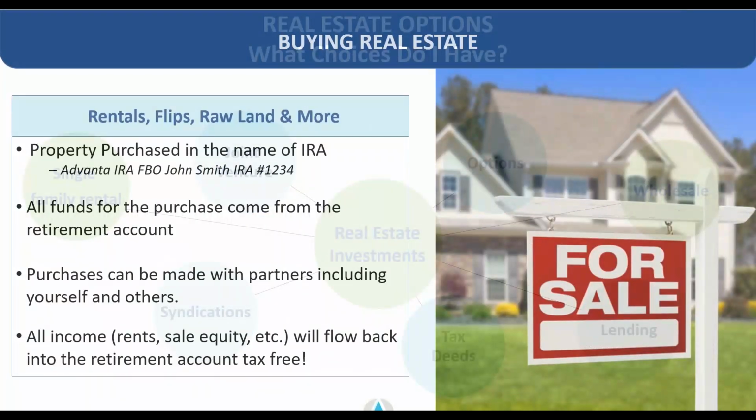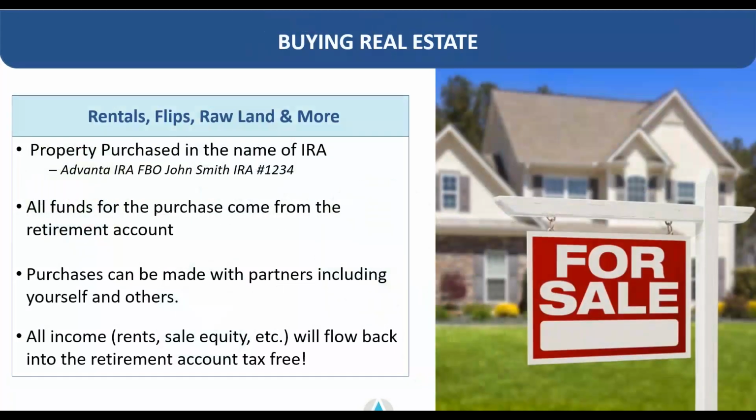So with buying real estate, this is actually taking deed of title on a piece of real estate in your retirement account. The property is purchased in the name of the retirement account. All of the documents flow through the retirement account administrator. So you have to approve everything, but it's all executed from Advanta IRA on behalf of that retirement account. And all of the income and expenses flow straight through your retirement account. And that's either tax deferred or tax free funds that are being generated as you generate income.